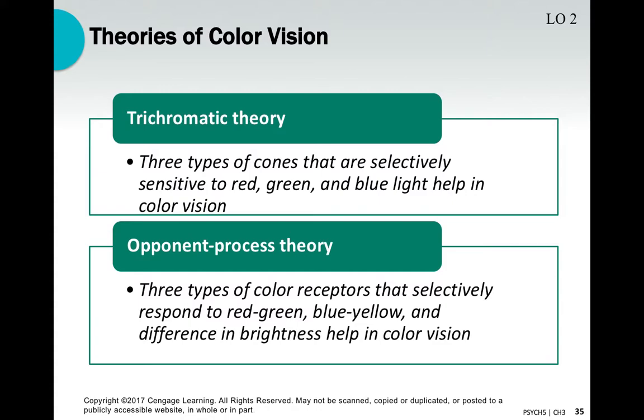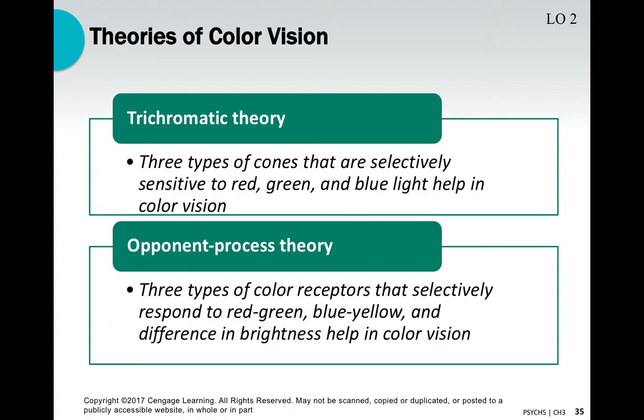And opponent process theory conversely says, well, we have these three types of color receptors. Rather than just being red, green, and blue, they're more like opposite pairs. So red, green, blue, yellow. And I want to say there should be one for black, white, but I don't think it's listed here for whatever reason. So opponent process theory is kind of adding on to trichromatic theory, but they're sort of talking about the same thing.